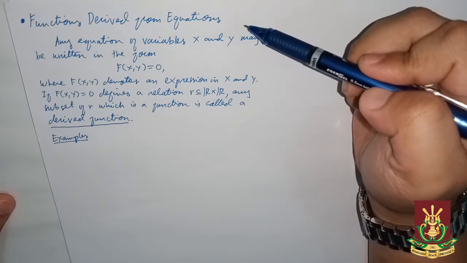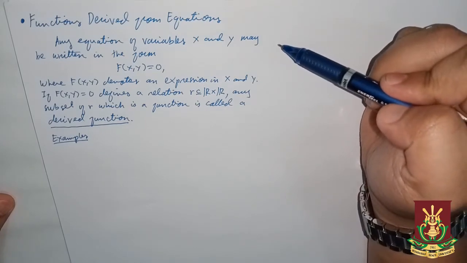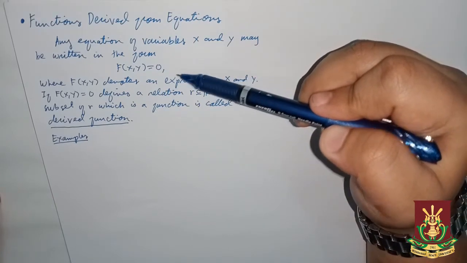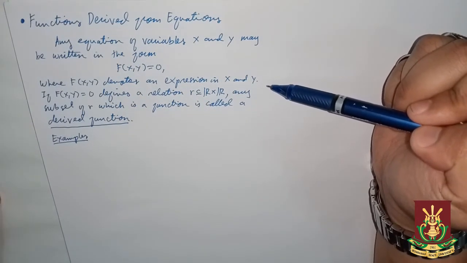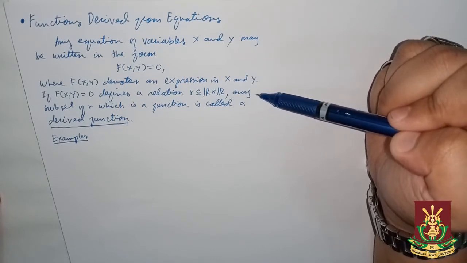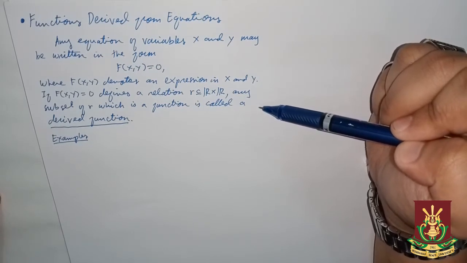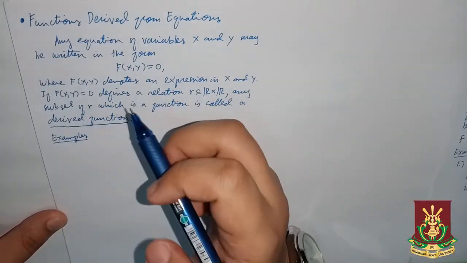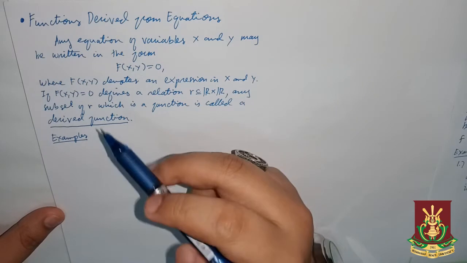Let us now discuss functions derived from equations. Any equation of variables x and y may be written in the form f of x, y equals 0, where f of x, y denotes an expression in terms of x and y. If this equation defines a relation R which is a subset of the Cartesian product of two sets of real numbers, any subset of R which is a function is called a derived function. Let us consider some examples on how to find some functions derived from equations.